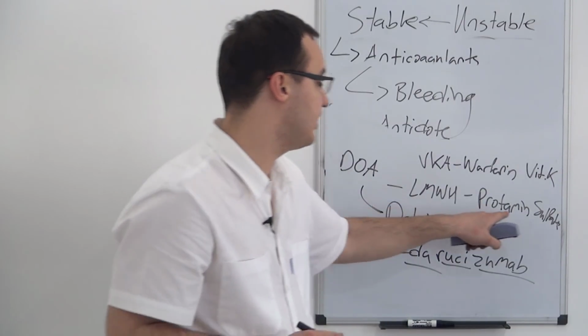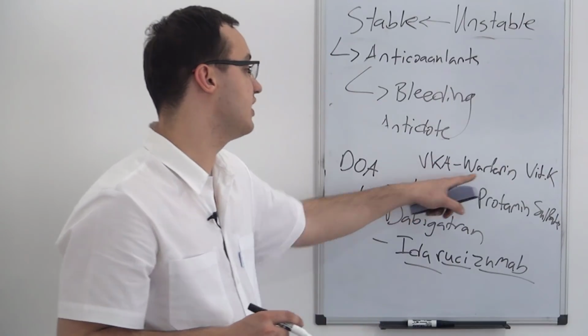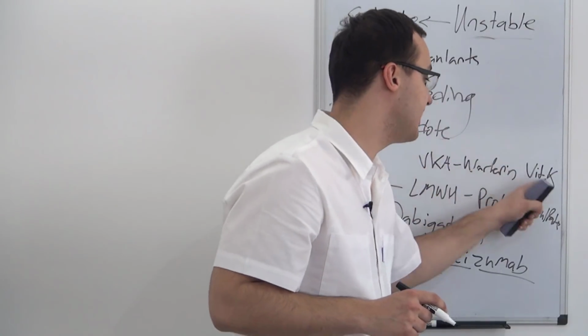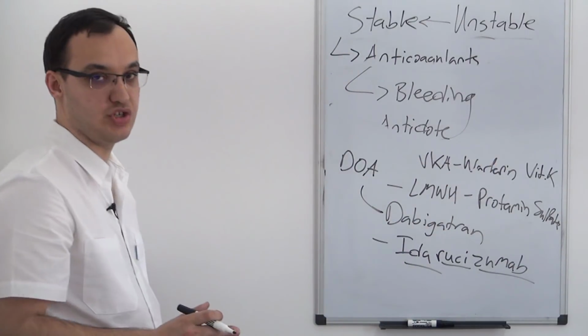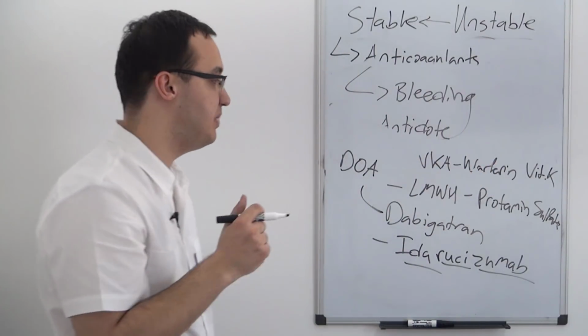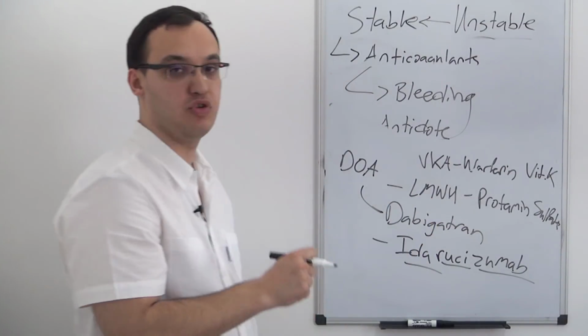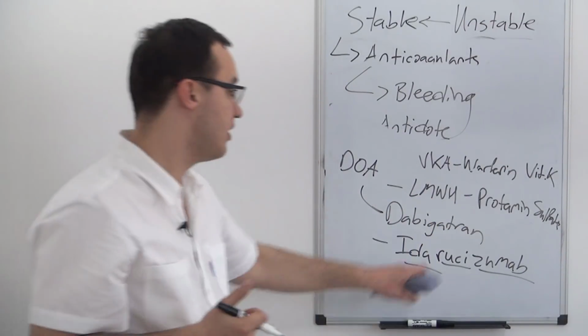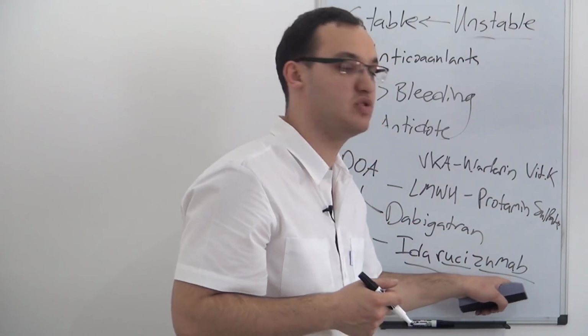Low molecular weight heparin has protamine sulfate as an antidote. Vitamin K anticoagulants like warfarin have vitamin K as an antidote. So if you gave warfarin to a patient and you see that he's bleeding, please give vitamin K. If you give low molecular weight heparin to a patient and you see that he's bleeding, please give protamine sulfate, and so on. For dabigatran, please give idarucizumab.